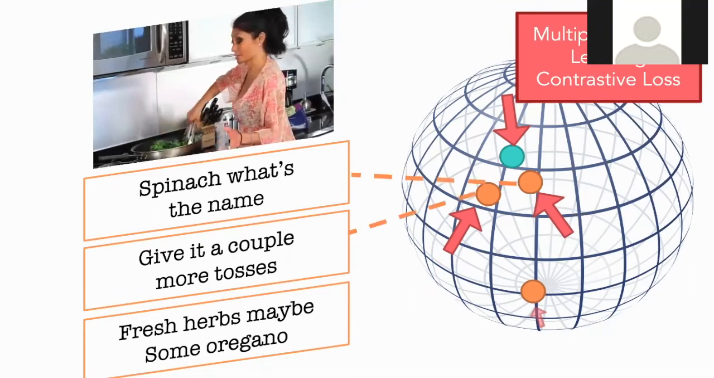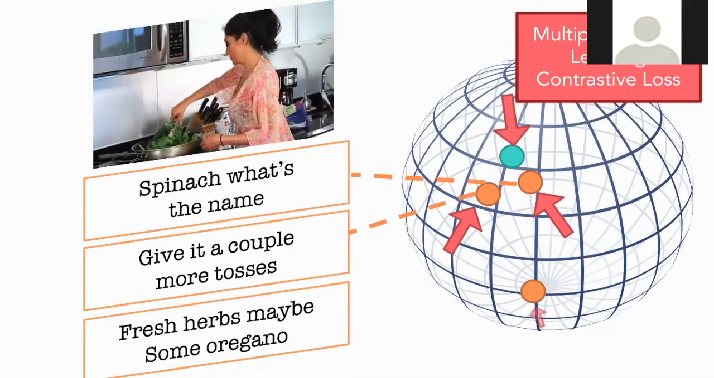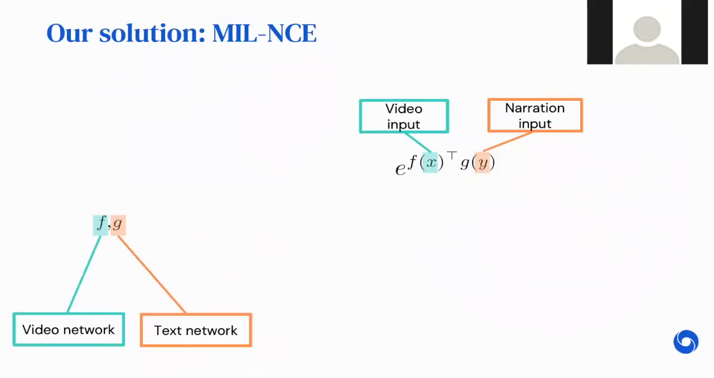And so how exactly are we going to do that? This is the loss we introduced, which we've called multiple instance learning noise contrastive estimation, or MIL-NCE. It has a flavor of noise contrastive estimation, but with a flavor of multiple instance learning that enables us to learn from a bag of positives where not all instances in this bag are necessarily correct.